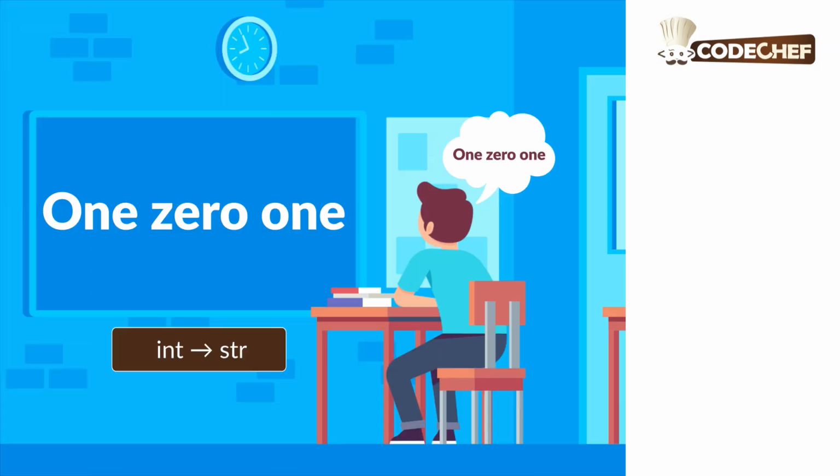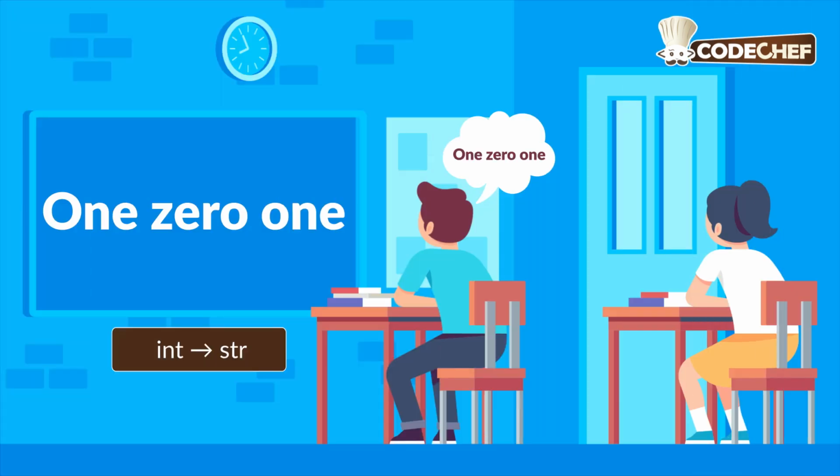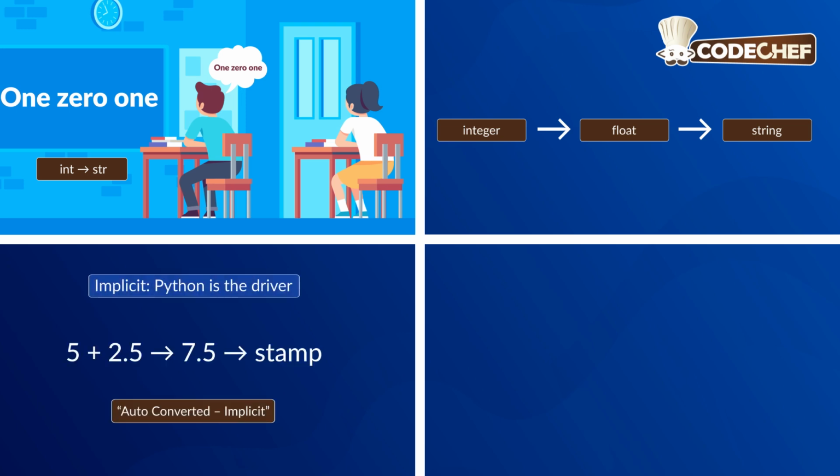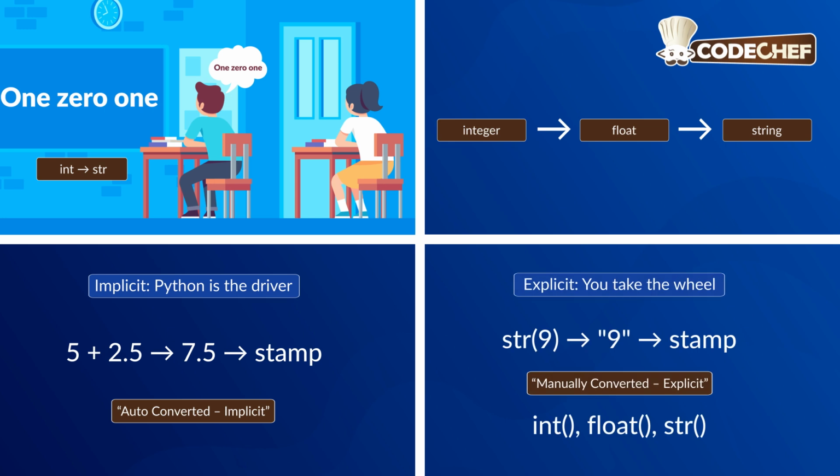Let's quickly recap. We learned what type conversion means, changing one data type to another. We explored int, float, and str, and how they help when working with numbers and strings. You also saw how Python auto-converts in some cases, and when you need to do it manually. And finally, we saw real-life examples like quiz scoring, where conversion is essential.